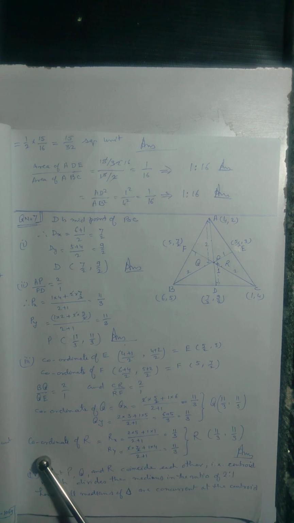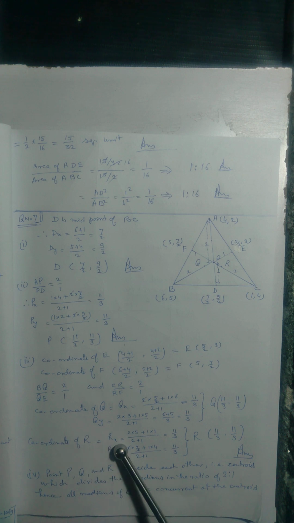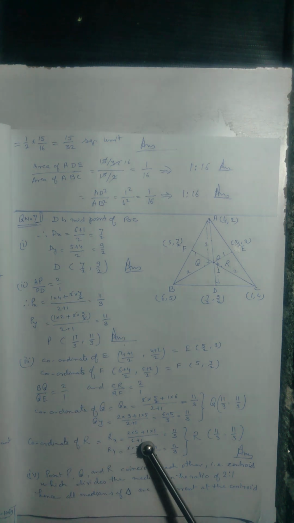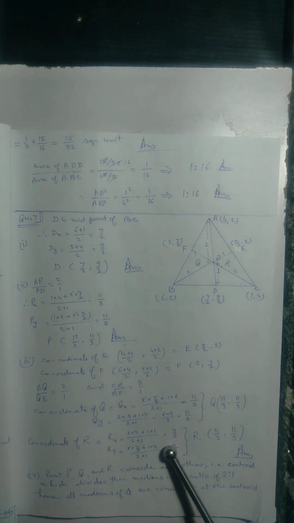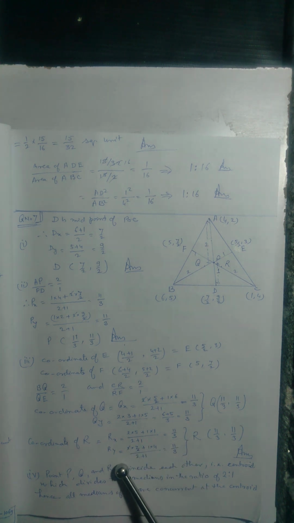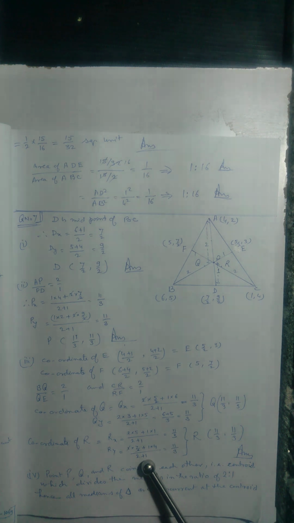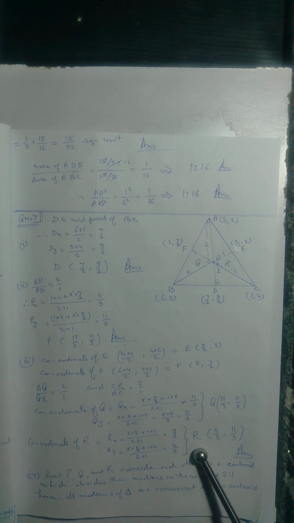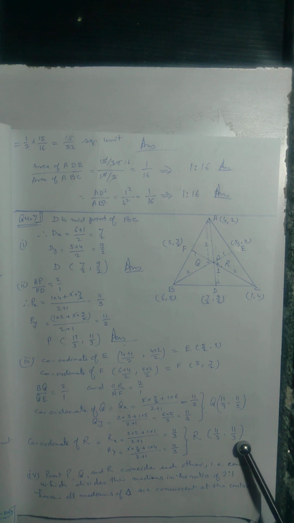Now proceed to the coordinate of the point R. Rx is equal to (2 into 5 plus 1 into 1) upon (2 plus 1), that is 11/3. Ry, that is (2 into 7/2 plus 1 into 4) divided by (2 plus 1), that is 11/3. Again we are getting the coordinate of the point R, that is 11/3 and 11/3.